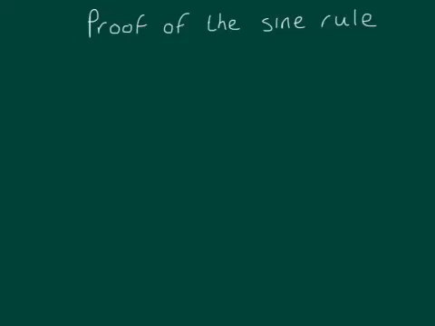This presentation is going to take you through the proof of the sine rule. In order to do this, we need a general triangle that we're going to label A, B, C. Therefore, the corresponding sides to those angles, so the side opposite angle A will be labelled with a lowercase a, the side opposite angle B will be labelled with a lowercase b, and the side opposite angle C will be labelled with a lowercase c.